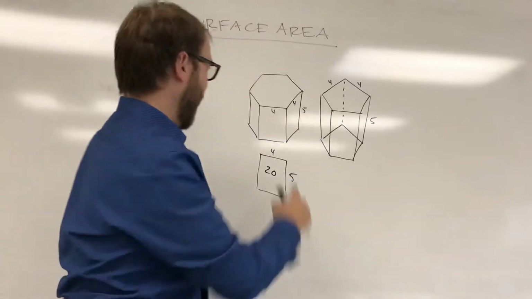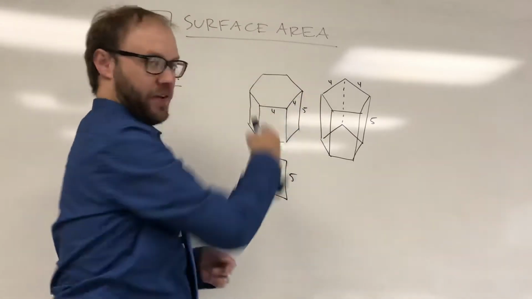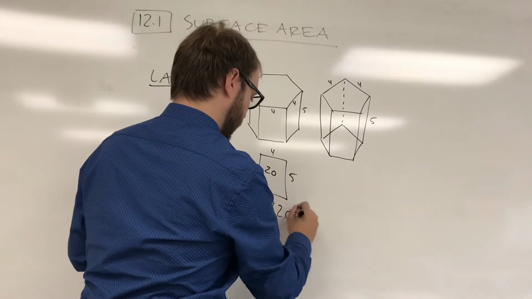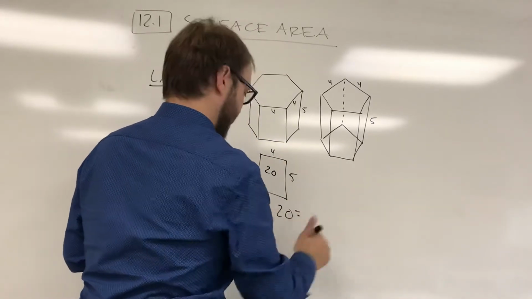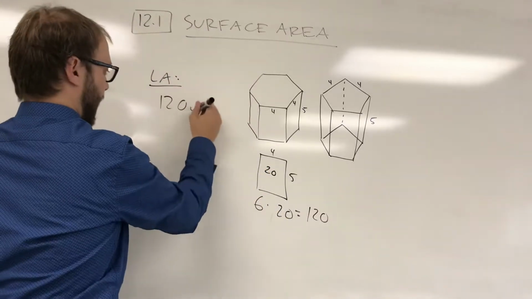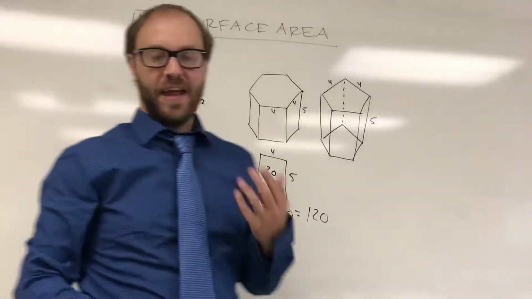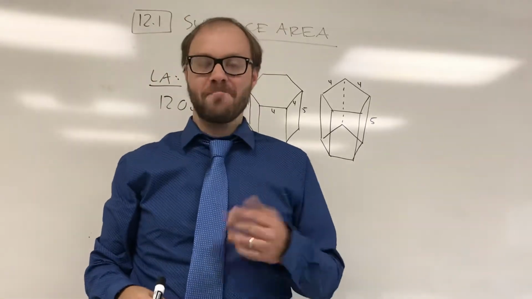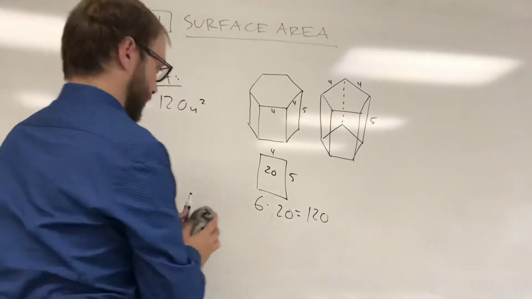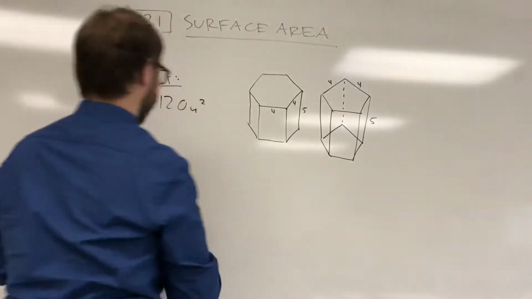If you count, there should be 6 of those rectangles as you go around the outside with the hexagon. So 6 times 20 is equal to 120 square units. That would be the lateral area of that hexagonal prism. Now the follow-up here, I need to find the area of the bases if I'm going to find the total surface area.